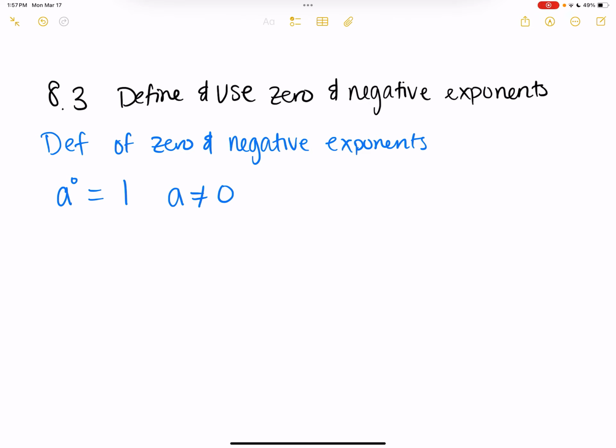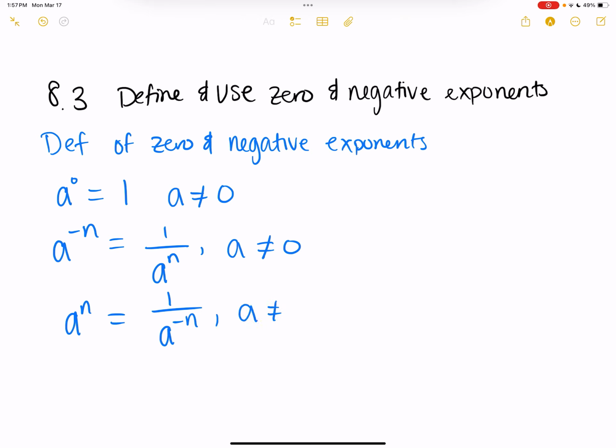It's the easiest rule. So then we also have a to the negative n is equal to 1 over a to the n. And I'll have a special little catchphrase for that in just a second. Now, if n is positive, but I want to rewrite it, then a to the n is also equal to 1 over a to the negative n. Again, assuming a is not equal to 0.